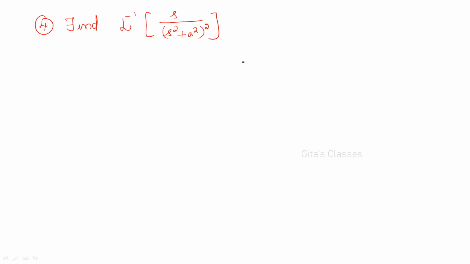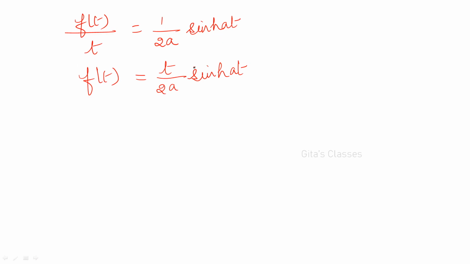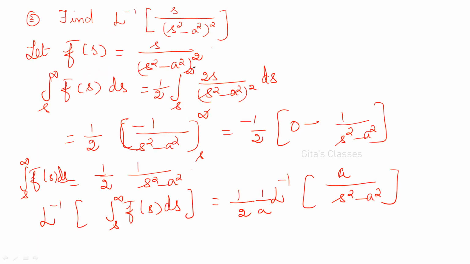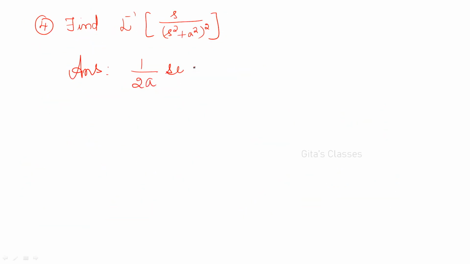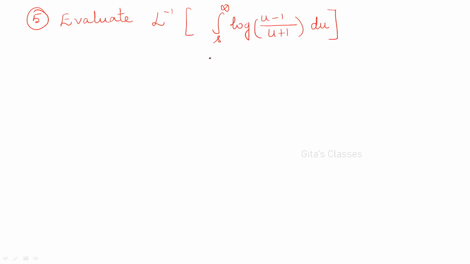Similarly, if you have s squared plus a squared the whole squared, you can try with the same procedure. The answer is, this is equal to L inverse of, answer is 1 by 2a into, here you have a squared minus a squared, therefore we had sinh a t. If it is plus, then it is sin a t. Same procedure you can follow. You will be getting 1 by 2a sin a t. Okay. And one more question.